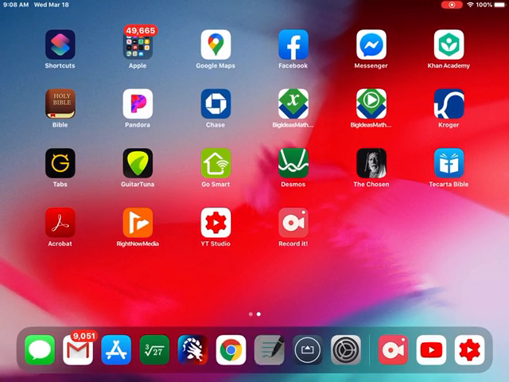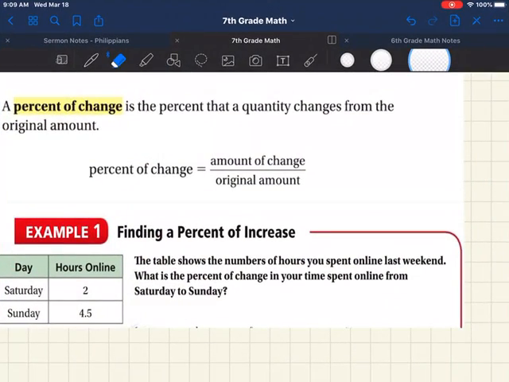Alright, hey guys, we're going to do 6.4, percent change. So the percent change is how much something increases or decreases as a percent. The amount of time you have spent on your screens has obviously increased since you've been stuck at home. But what is the percent change?